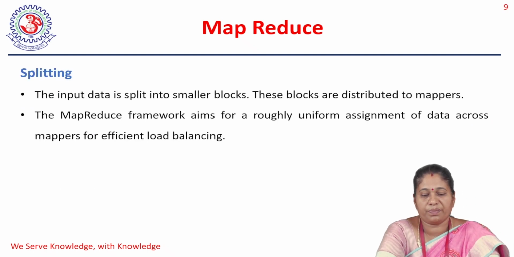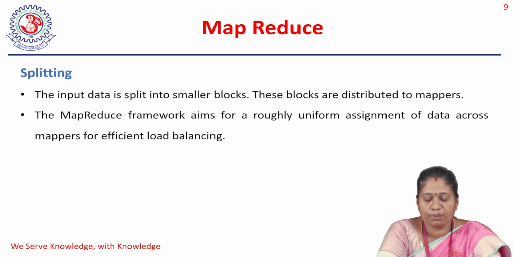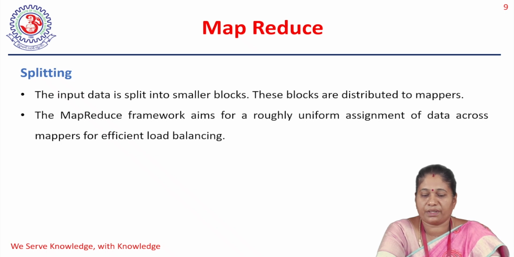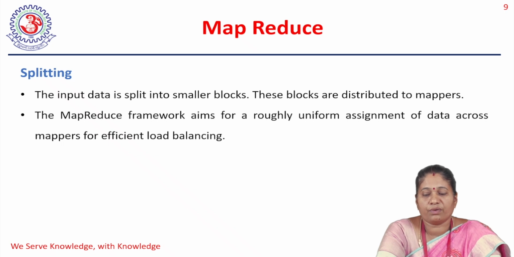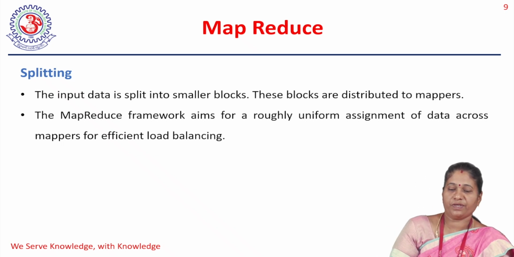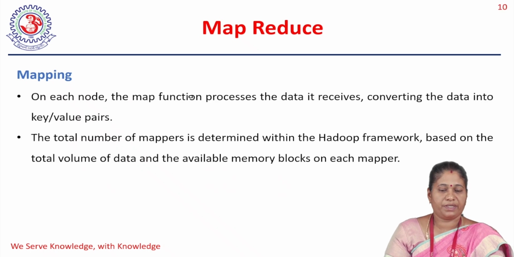Then splitting. This data is to be split into smaller blocks, or we can say chunks. These are to be distributed to the mapper concept. So what is the main work of your MapReduce? We have to assign all your data to mappers for efficient load balancing. Workload balancing is maintained through splitting the data.